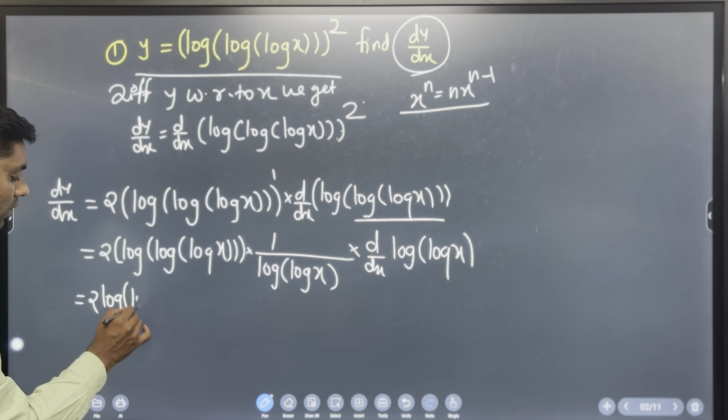So that is log of x, and again the derivative of log of x, and we know that what is the derivative of log of x? So derivative of log of x again 1 upon x. So write down the first term as it is. So then we get 2 times log of, then log.